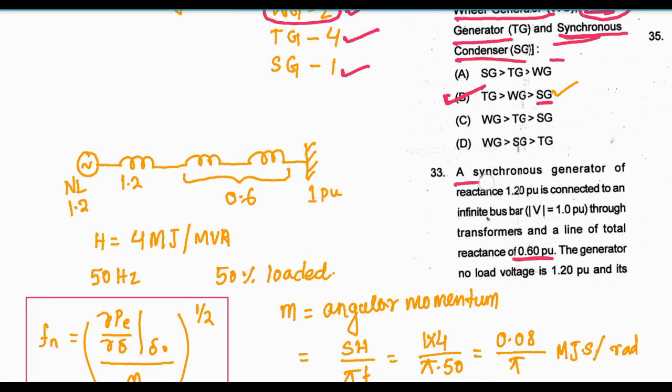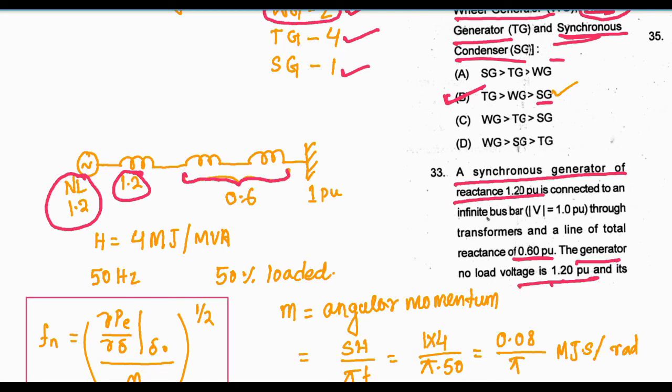So a synchronous generator of reactance 1.2 per unit. Here the synchronous generator has 1.2 per unit reactance, and also it has 1.2 per unit no load voltage. It is connected to an infinite bus bar through a transformer and a transmission line having total reactance of 0.6 per unit. Another thing given is H, the inertia constant, the frequency, and 50% loading.